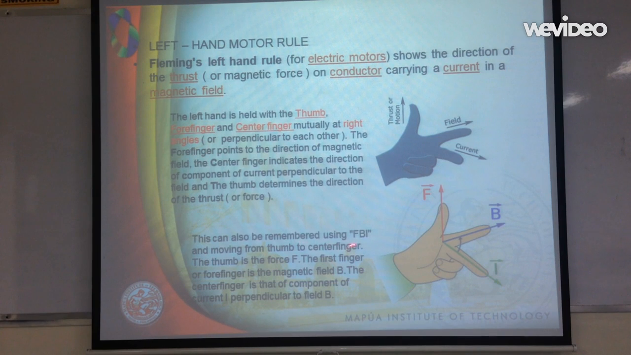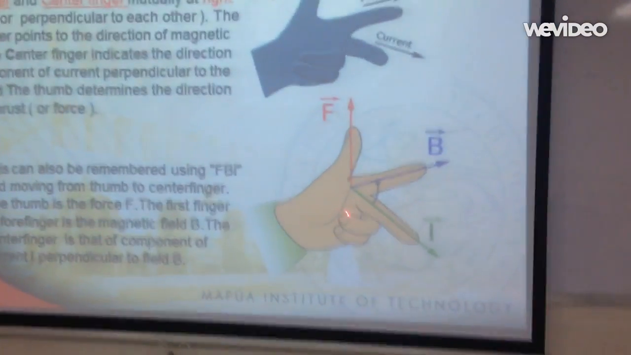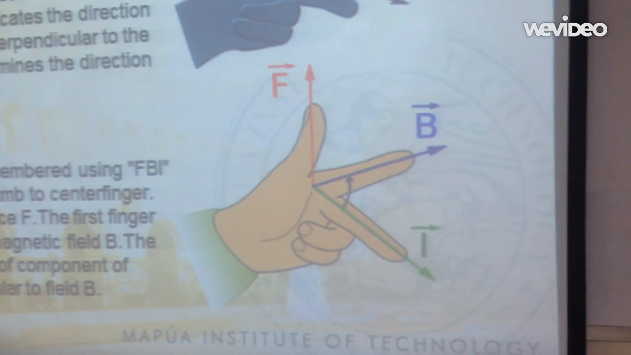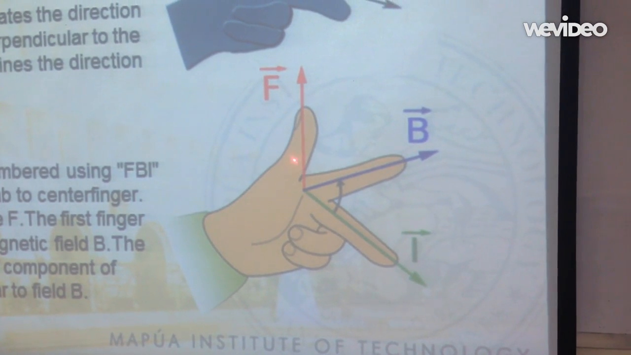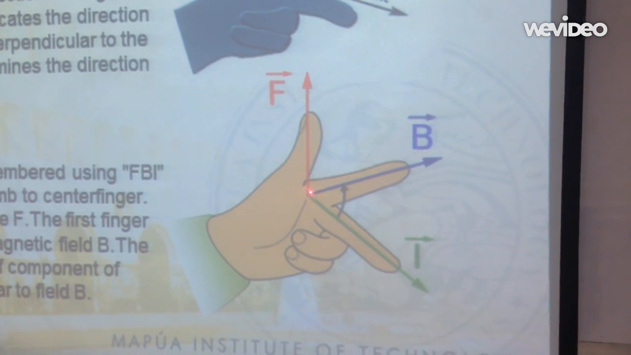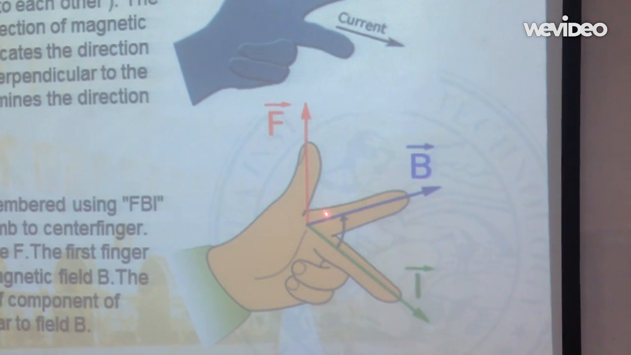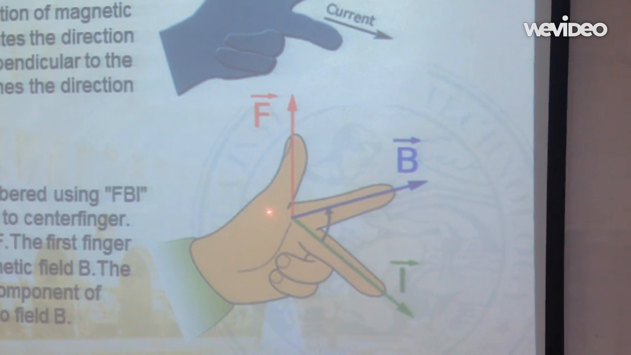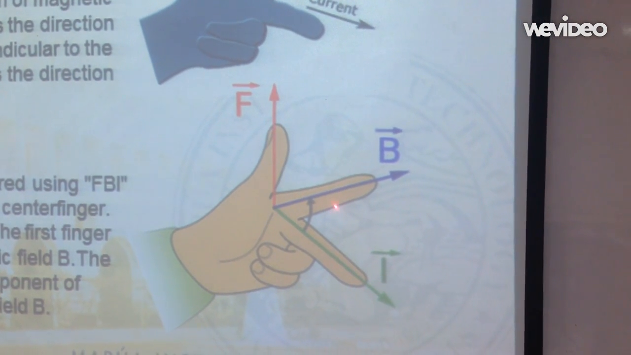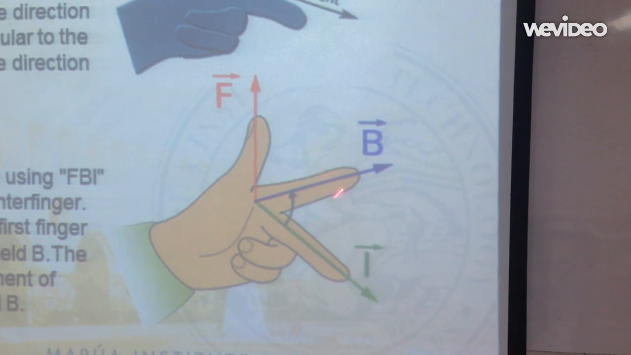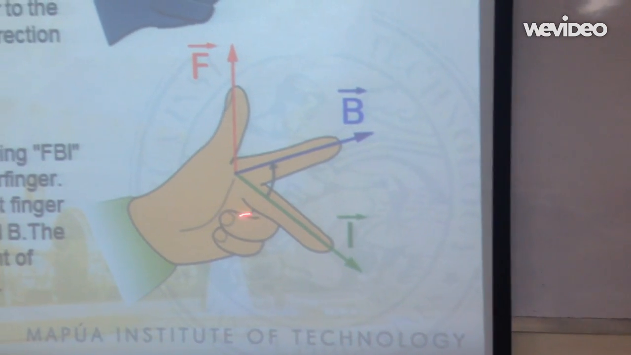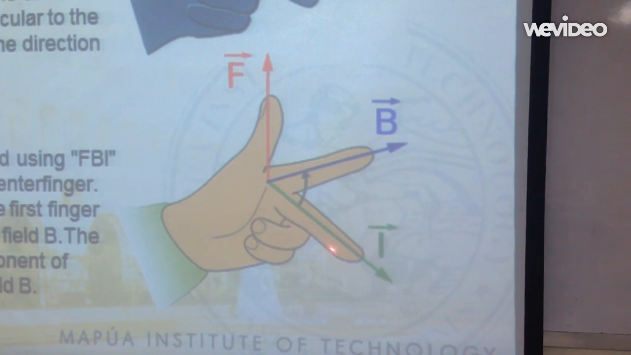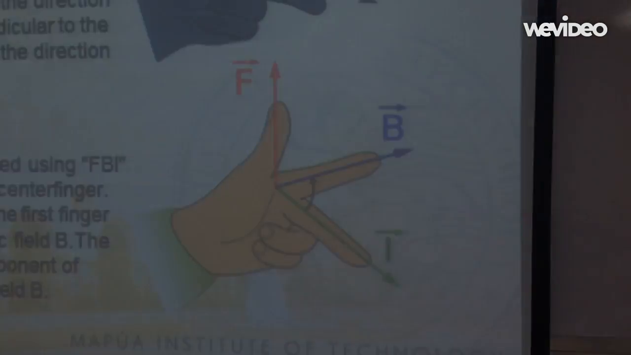This can also be remembered using the FBI. And the hand, the left hand, showing the fingers perpendicular to each other, will indicate the direction. The thumb points to the direction of the force. The first finger or forefinger points to the direction of the magnetic field B, and the center finger points to the direction of the component of current perpendicular to the magnetic field.